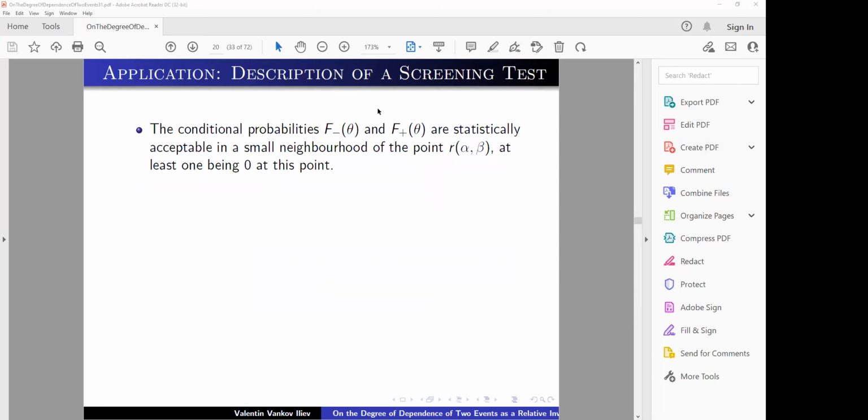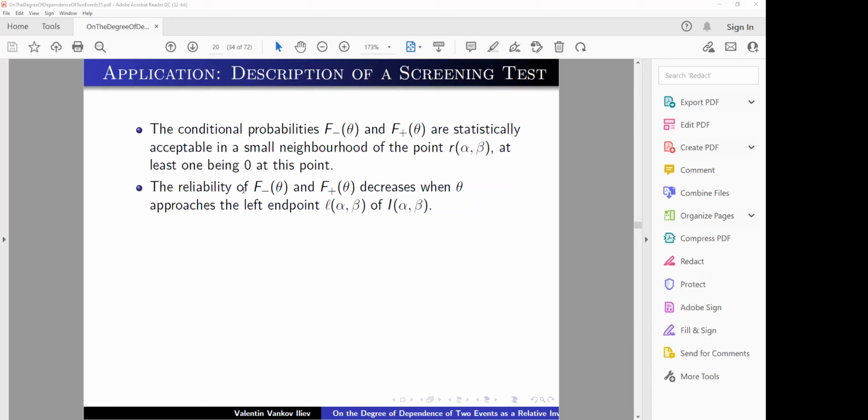So the conditional probabilities F minus and F plus are statistically acceptable in a small neighborhood of the point R alpha beta, at least one being 0 at this point. So there is a way for the test to be precise, and this is when theta is in a small neighborhood of the right endpoint of this interval.